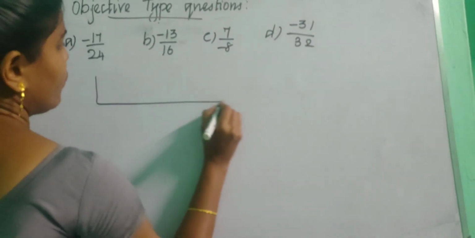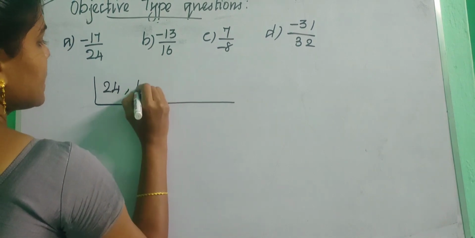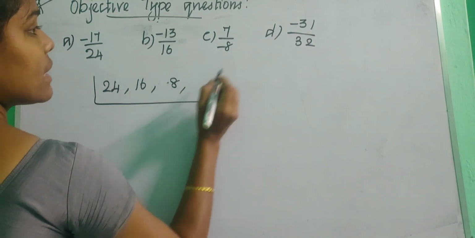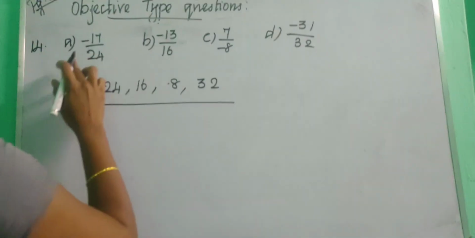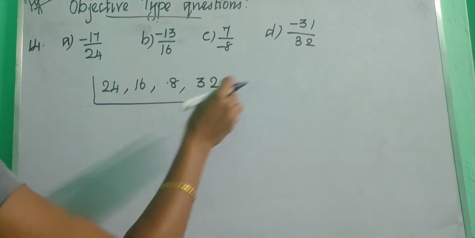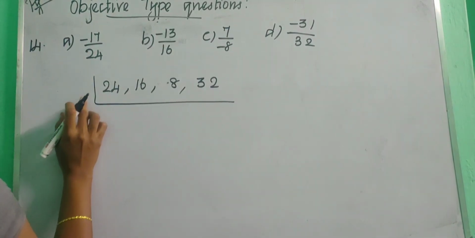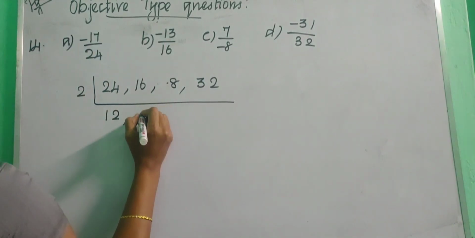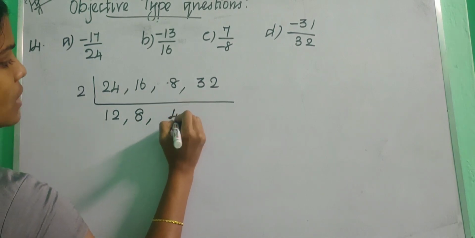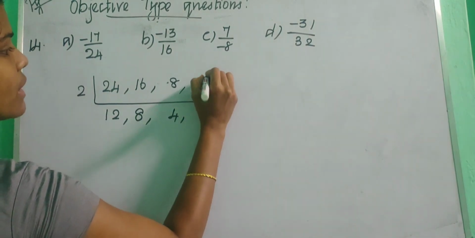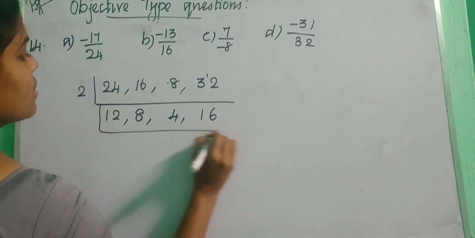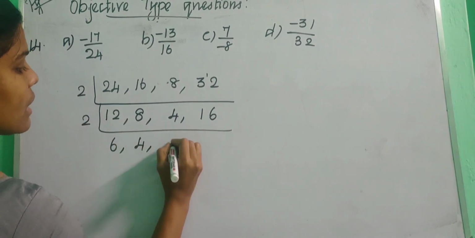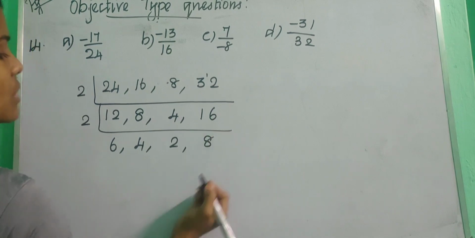So the LCM of 24, 16, minus 8, we can put 8, and then 32. We are just taking the LCM of all these denominators. The first prime number is 2, right? So we can put 2 here, so 1 2 is 2, 2 2s are 4, and 8 2s are 16, and 4 2s are 8, and here 1 2 is 2 and remaining 1, so 6 2s are 12. Again we can put 2, so 6 2s are 12, 4 2s are 8, 2 2s are 4, and 8 2s are 16.